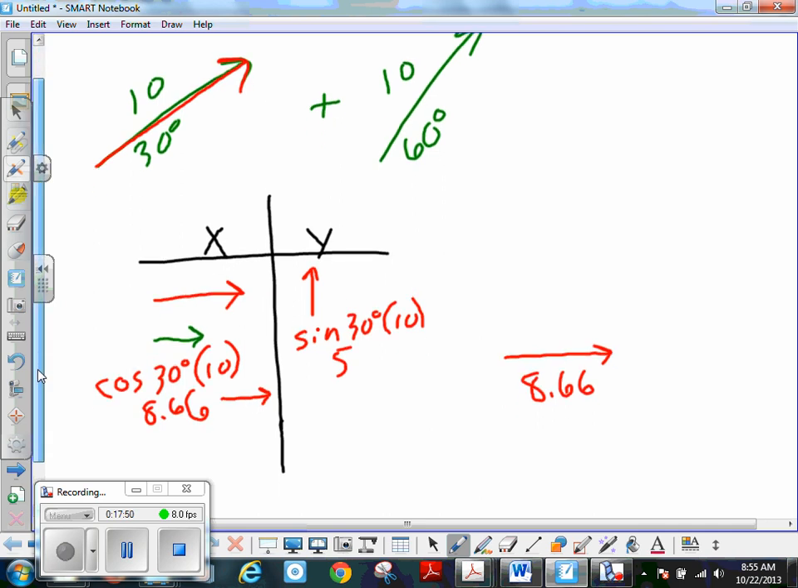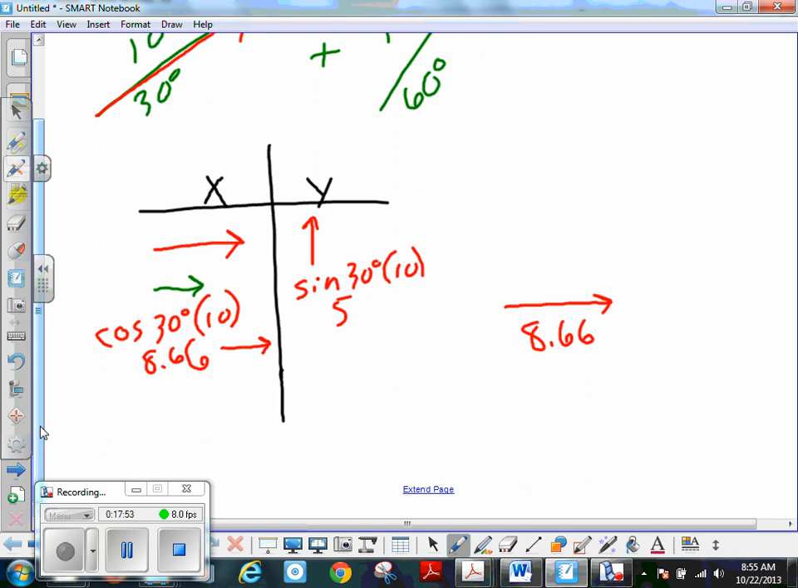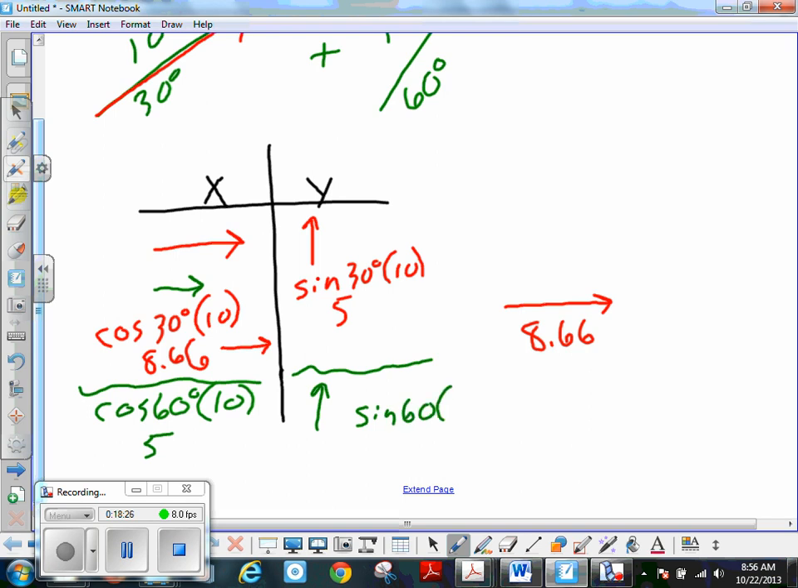That was the y part of the red one. If I look at the x part of the green one, I'm going to have to do cosine of 60 times 10, and that's going to equal 5. And the y of the green one is going to be sine of 60 times 10, and that's going to equal 8.66.